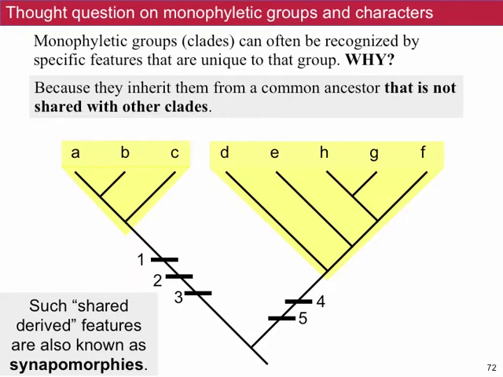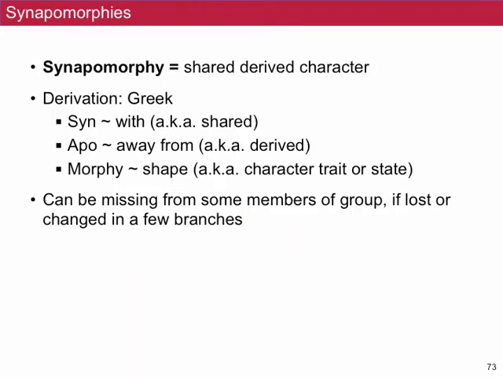So it may help people with the terminology. It doesn't necessarily help me because I don't know any Greek or Latin, but here are the roots of the words. So synapomorphy is derived from Greek. Syn basically means with, that is shared. Apo means away, that is the derived state. And morphe is just the shape or form, that's the trait. So we will use the term synapomorphy a lot, probably. It can be used to refer to a shared derived trait or a shared derived state of a particular trait.